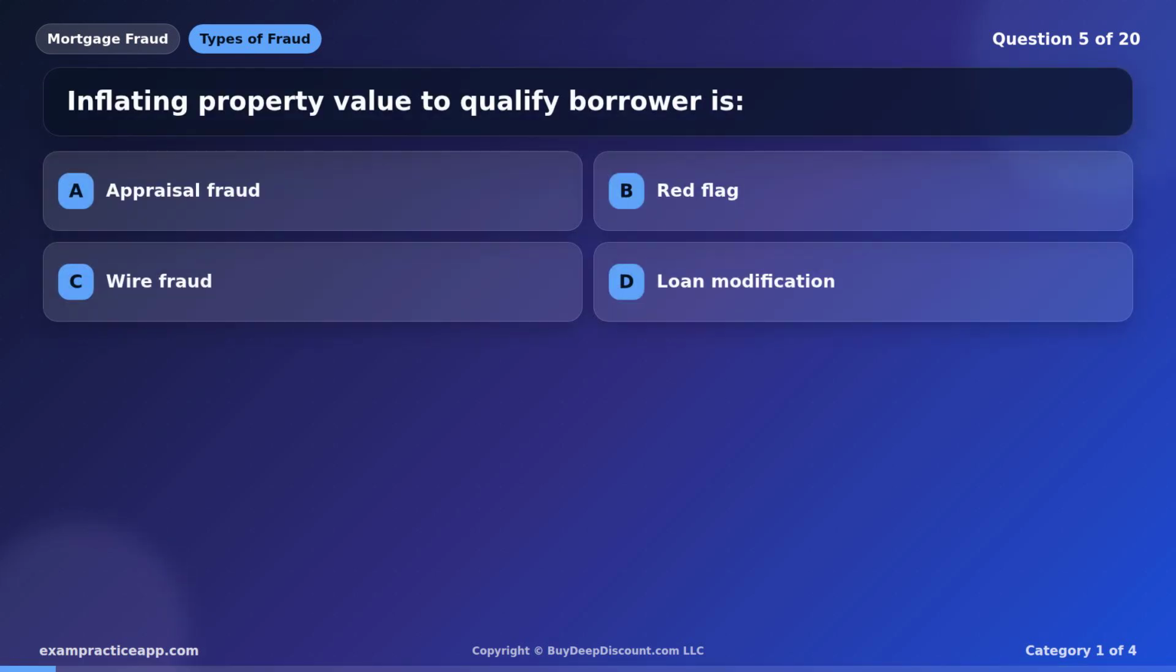Question 5. Inflating property value to qualify a borrower is: option A, appraisal fraud; option B, a red flag; option C, wire fraud; option D, loan modification. Take a moment to choose your answer. The correct answer is option A, appraisal fraud. Explanation: inflated appraisals are mortgage fraud.